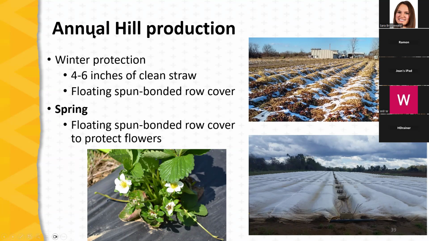Again, whether annual hill production or the matted row system, you want to protect the crop for the winter and early spring. In the winter, growers usually use straw. You can use straw too. You buy a bale of straw and cover the plants pretty good, with 2 to 6 inches of clean straw. Or you can use a floating spun-bonded row cover like you see in the bottom. They sell small pieces in the stores too, for small backyard growers.